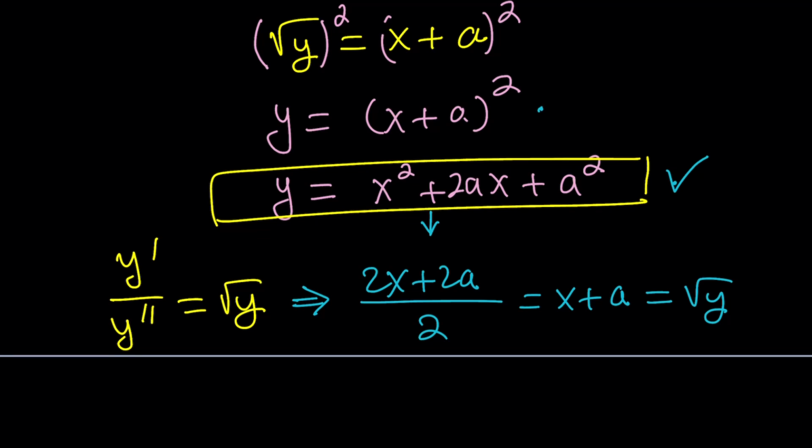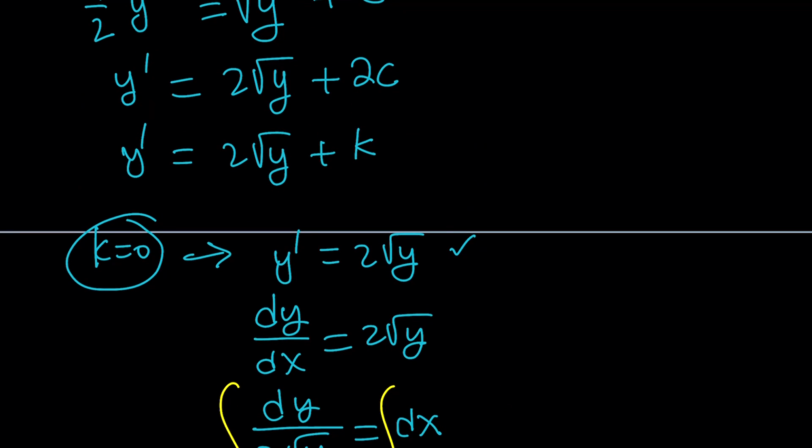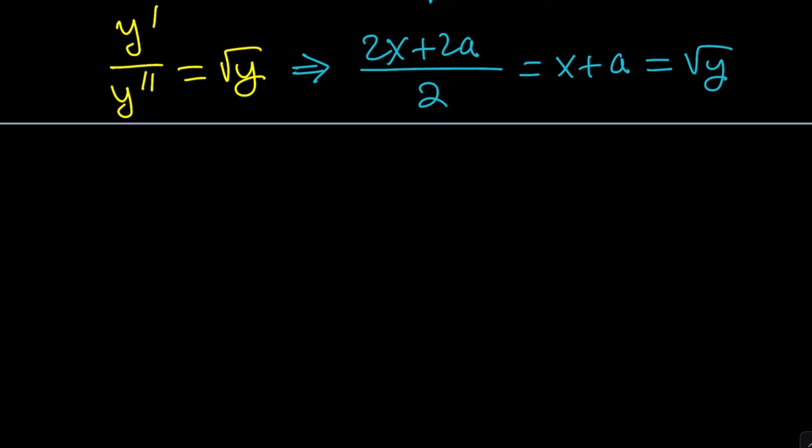And since we could only find one solution, it worked, and that's fine. But this is an oversimplification, well, sort of, because we assumed k equals 0. Now let's go ahead and take a look at what happens if k does not equal 0, and then we're going to look at the result from Wolfram Alpha. Okay, so let's go ahead and take it from here. Y prime is 2 square root of y plus k.